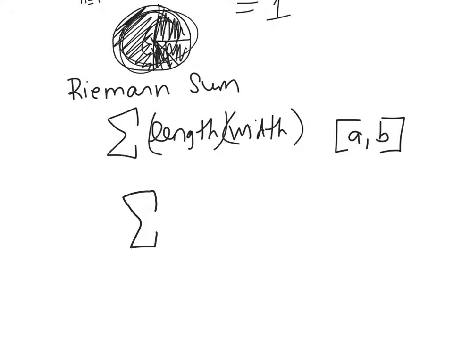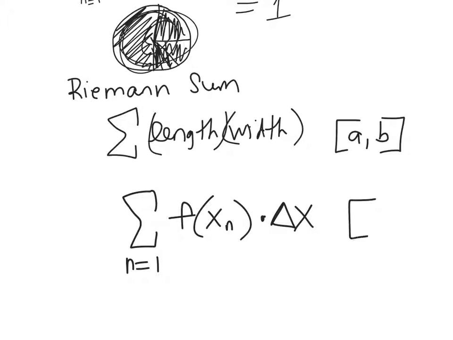Here's our sum from n equals 1 to f of x sub n, whichever f of x we're doing, times the width, which they call delta x, because it's the change in the x each time. We're going to do this on an interval from a to b, go all the way to k, and take the limit of this whole thing as k goes to infinity.